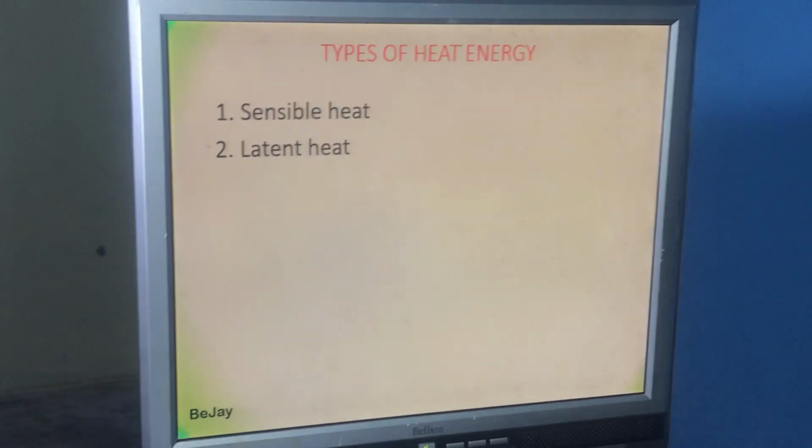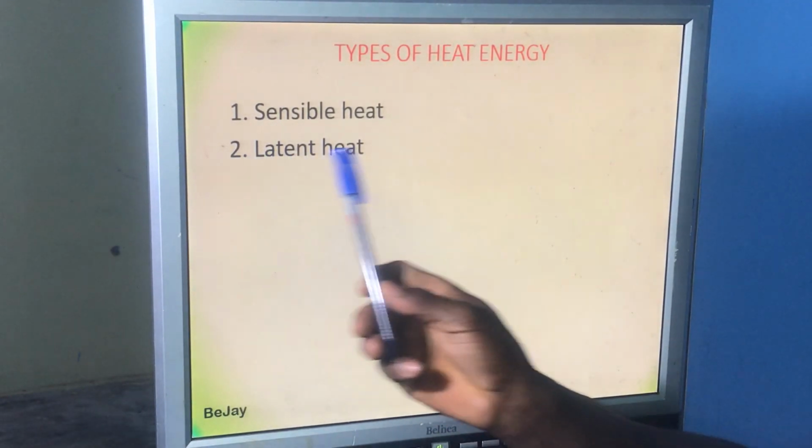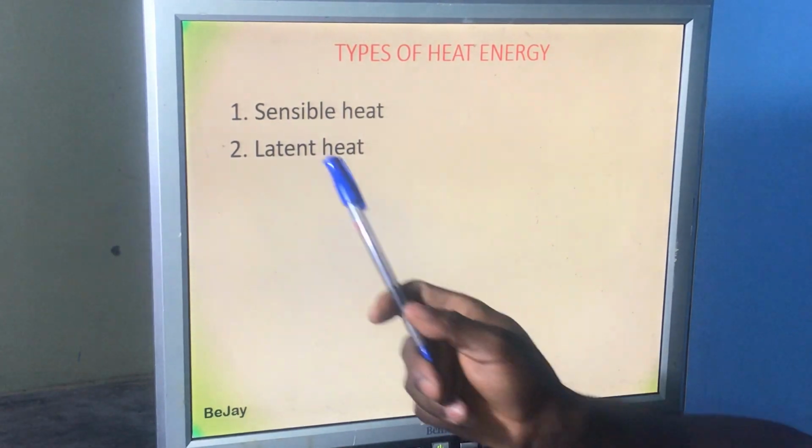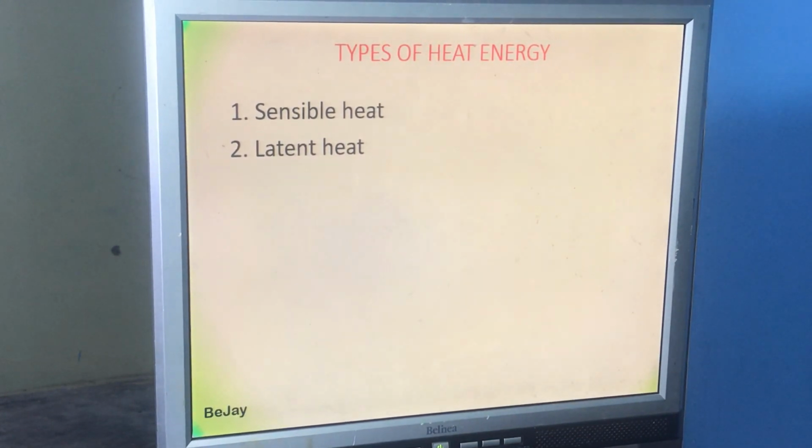For instance, you heat water from 20 degrees Celsius to 70 degrees Celsius. You realize that the water becomes hot at 70 degrees Celsius, but it is still water. The temperature has changed from 20 to 70, but it is still water. So that type of heat that the water absorbs, we call it sensible heat. Then the other term is latent heat. The word latent comes from the Latin root, which means hidden. What that means is that this kind of heat is hidden.